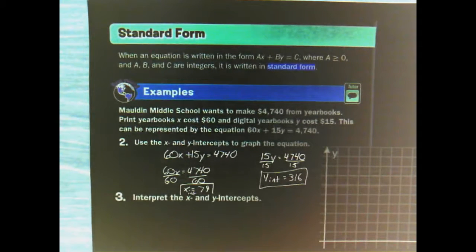So in order to graph this equation, now we have some bigger numbers, so we need to figure out something we can go by on the x and y axis. We need to figure out an interval. It looks like on the x-axis we could go by tens: 10, 20, 30, 40, 50, 60, 70, 80, 90, and x was again the print yearbooks.